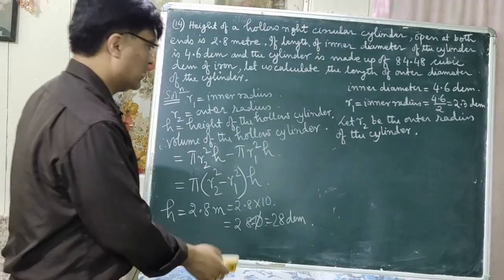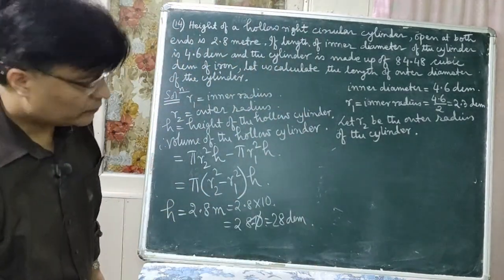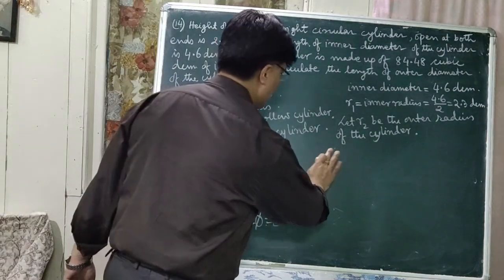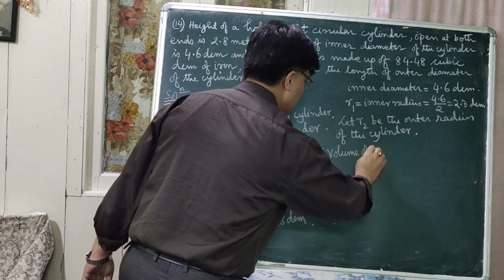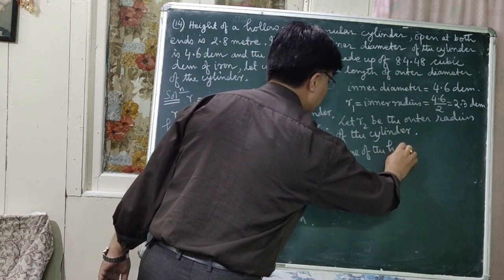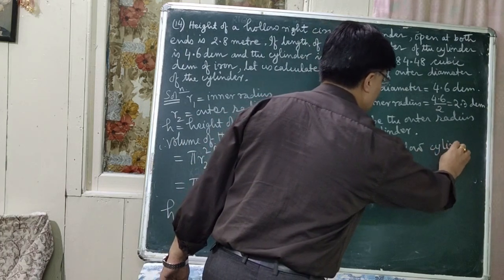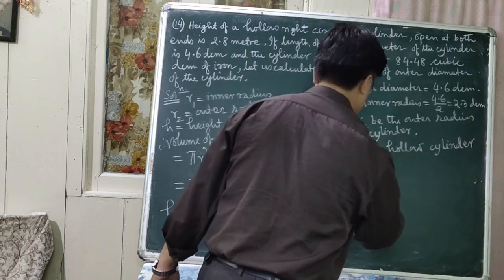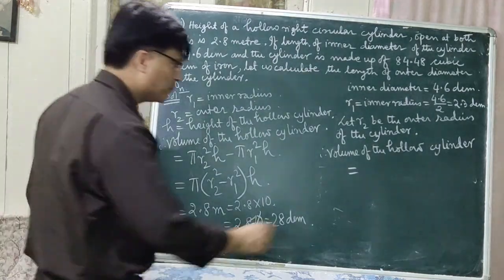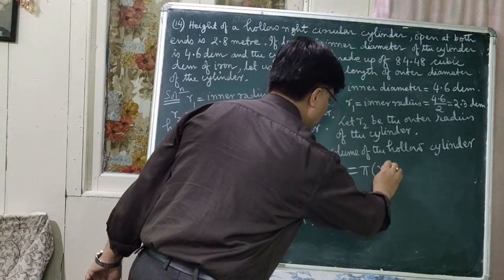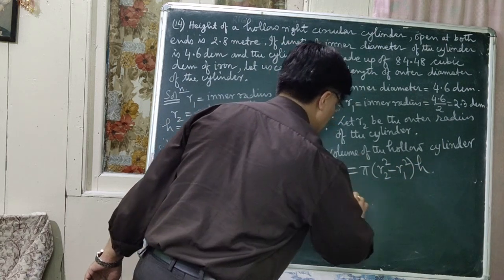Okay. Now let us find out the volume of the hollow cylinder. So therefore, volume of the hollow cylinder is equal to, what is the formula that you can use here? You can use this formula. Pi within bracket r2 square minus r1 square into h, right?